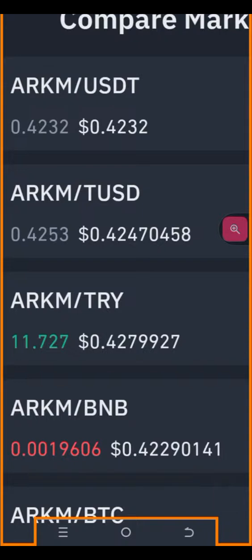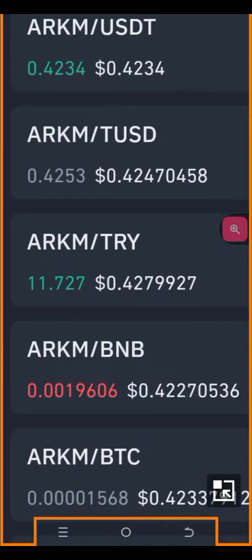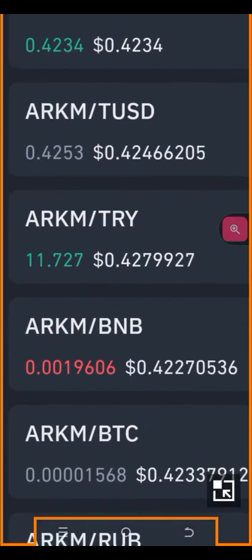So now this is 42 cents. You can see that ARKM USDT is 0.4232. You will see that TUSD is 0.4247. There's a difference between 32 and 46. Can you see that? The first two numbers are the same. Here ARKMTRY is 0.4279, and that's how it goes. So that's how you spot the differences.